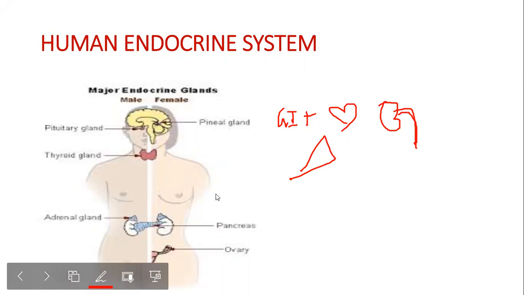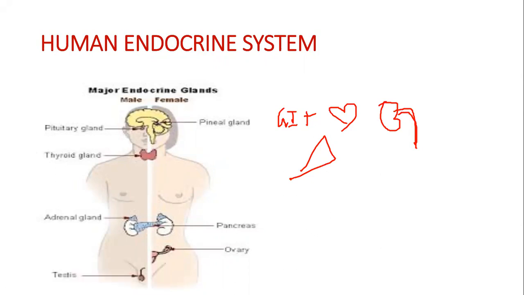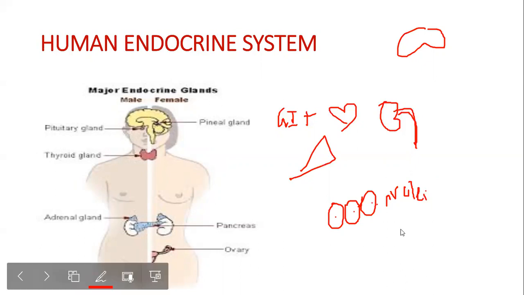We'll talk about the hypothalamus first. The hypothalamus is located at the basal part of the diencephalon, that is the forebrain. It contains several groups of neurosecretory cells, also called nuclei, and these nuclei produce hormones.